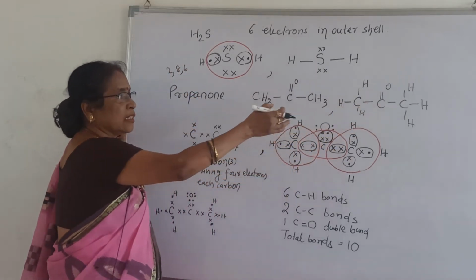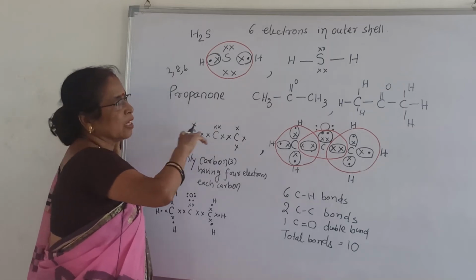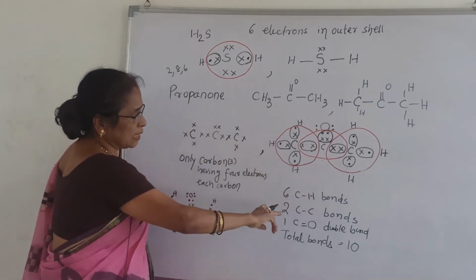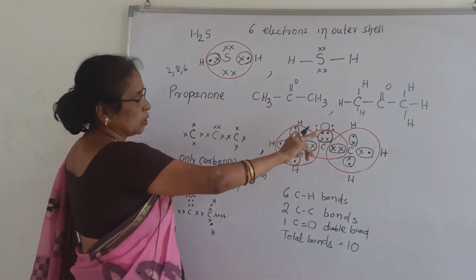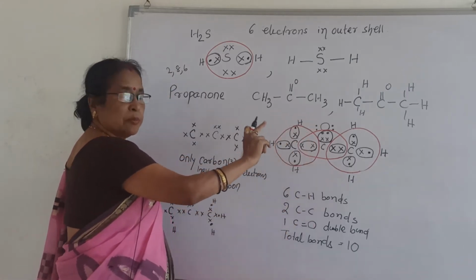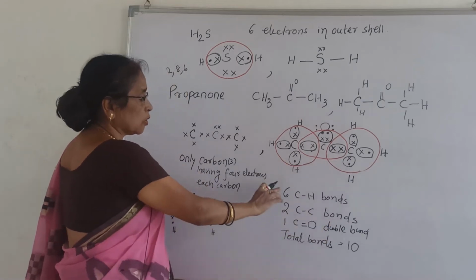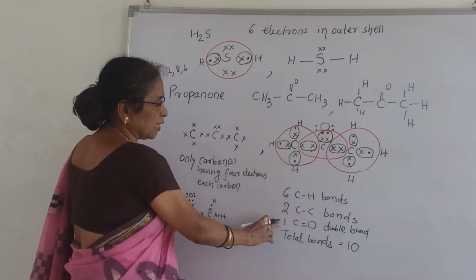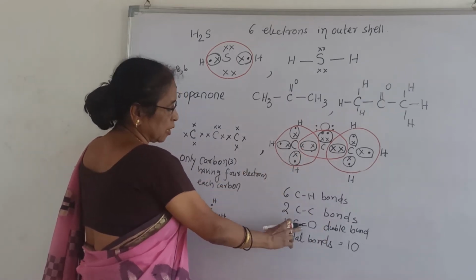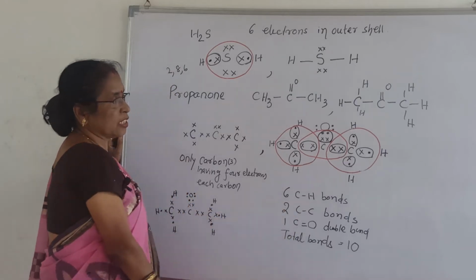and on that side single. Then how many CH bonds form? 6 CH bonds. How many CC bonds? 2 CC bonds. And how many double bonds? 1 C double bond O, 1 double bond. So totally how many? 6 plus 2 plus 1 double bond, which counts as 2, so total bonds is 10.